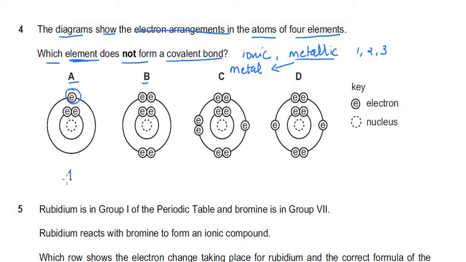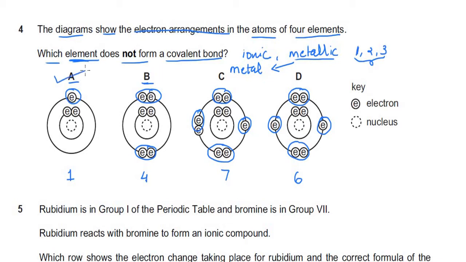Now A has the outer shell electron 1, B has the outer shell electrons 2 plus 2, 4. C has the outer shell electrons 2 plus 2, 4 plus 2, 6 and 1, 7, and D has the outer shell electrons as 2 plus 2, 4, 5 and 6. So from this we can make out that our element which does not form a covalent bond should have the outer shell electron 1, 2 or 3. In that case, our correct answer should be A with the outer shell electron 1.